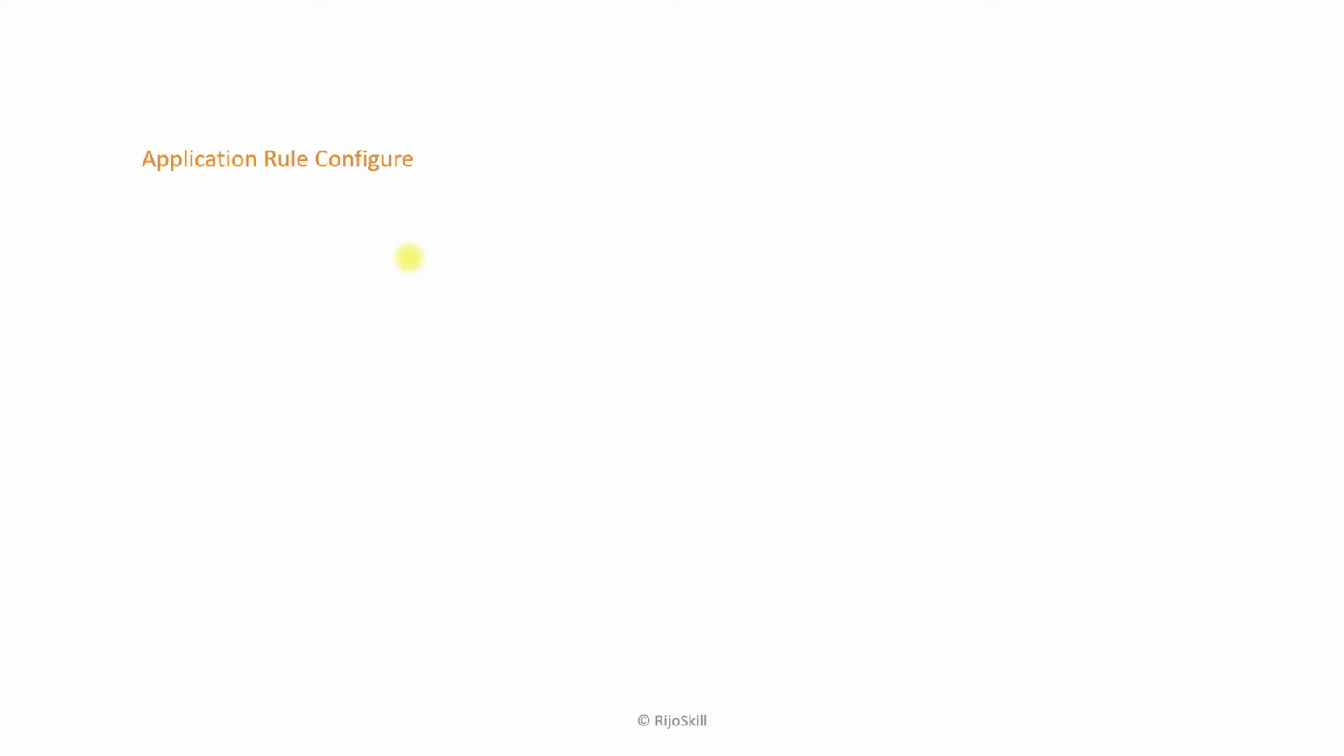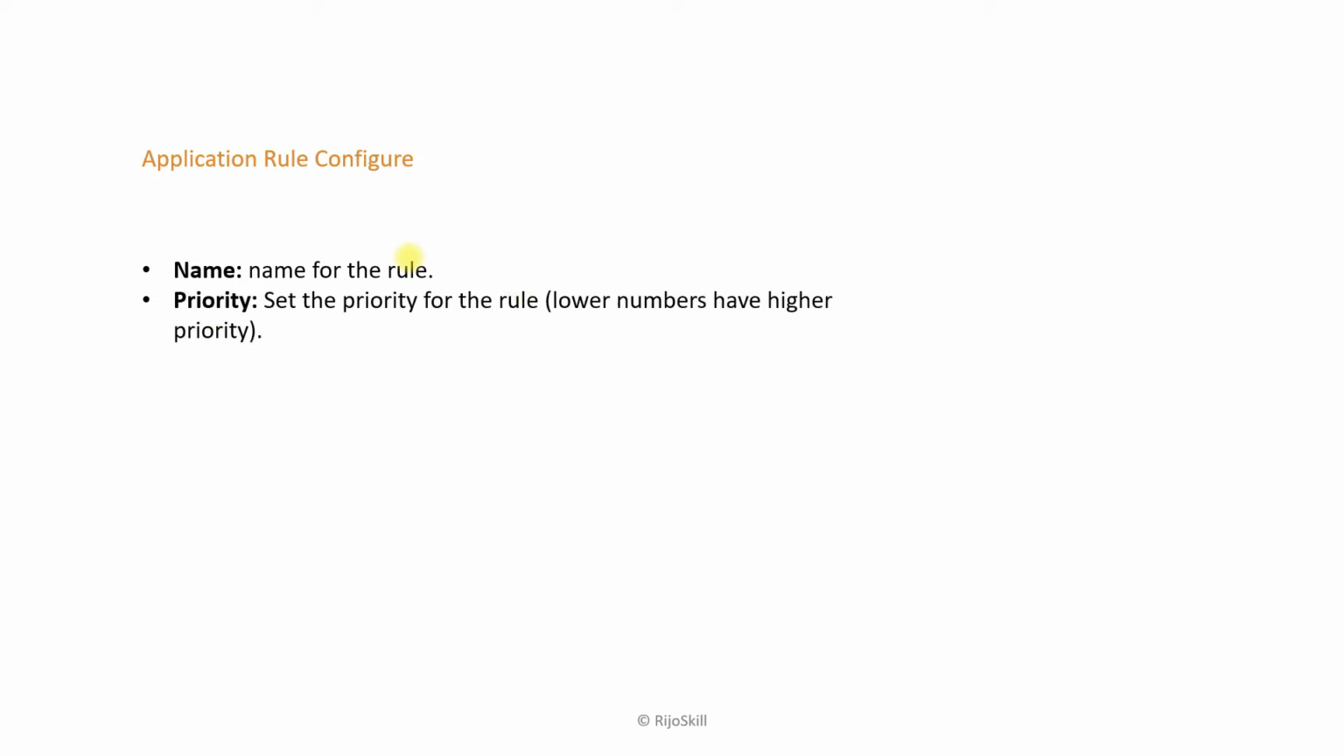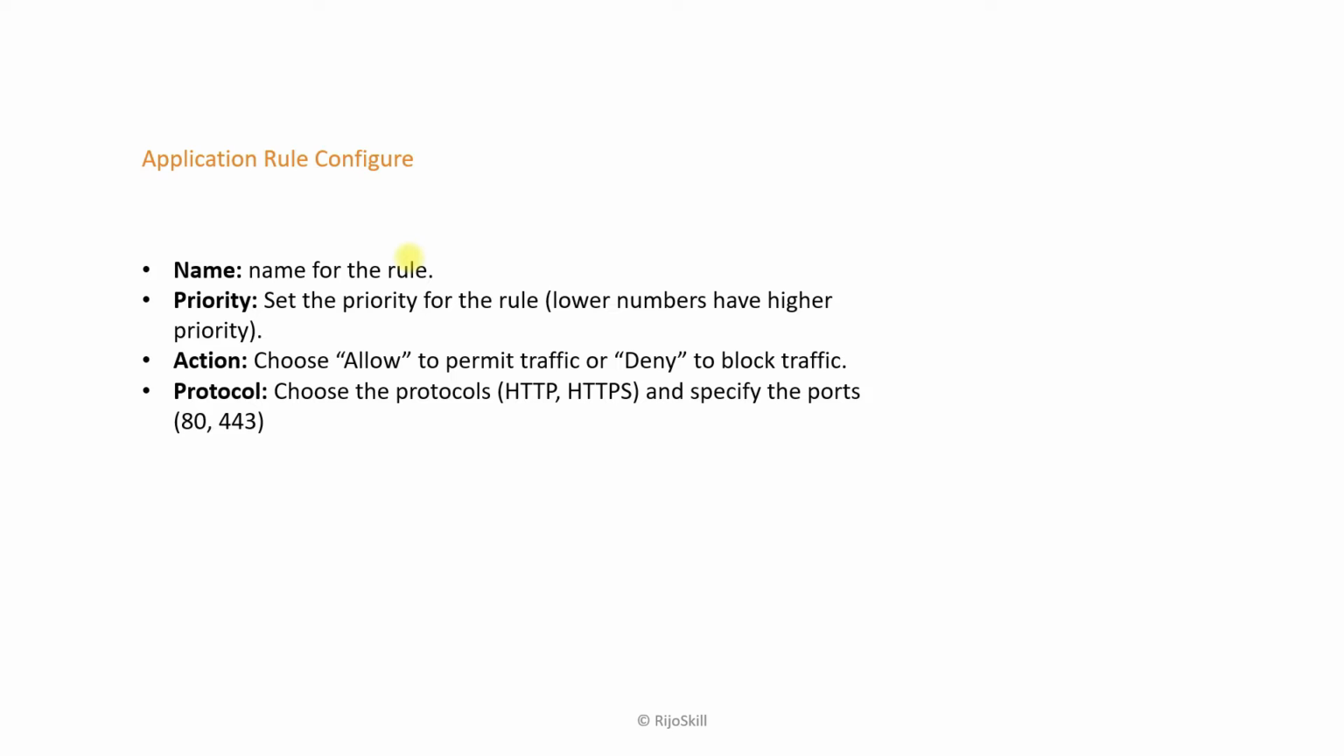Now we show what the application rule configuration includes: name, priority, actions, and protocols. You need to implement these. The name is the name of the rule, priority means setting the priority, and action is allow or deny, permitting or blocking the traffic. Then the protocol is HTTP or HTTPS. So now you understand the concept of the application rule configuration.